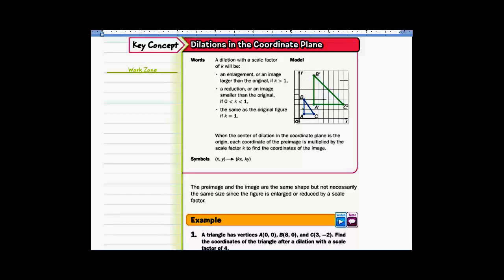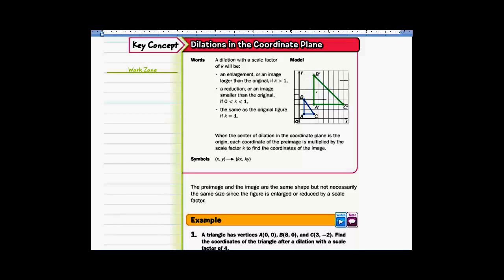So if this is our original right here in blue, they dilated every point, every ordered pair, the coordinate of every ordered pair, to enlarge it and make it bigger. Notice it's the exact same shape, only bigger.